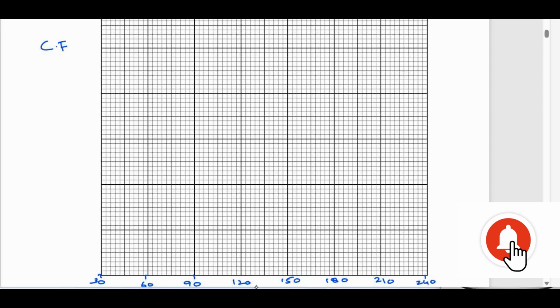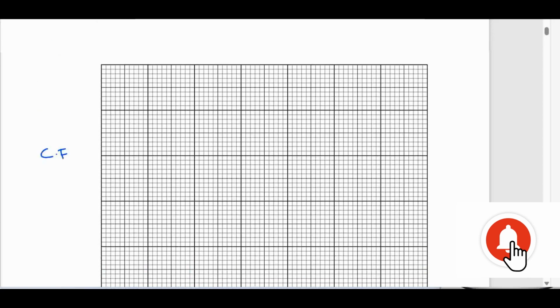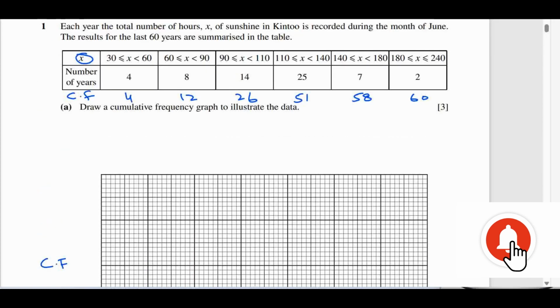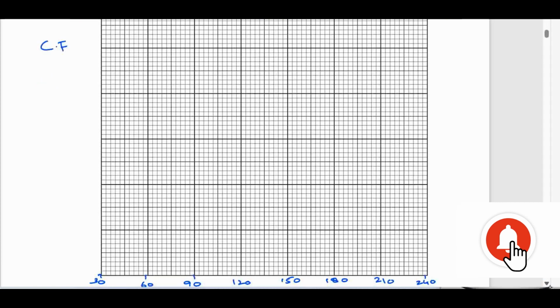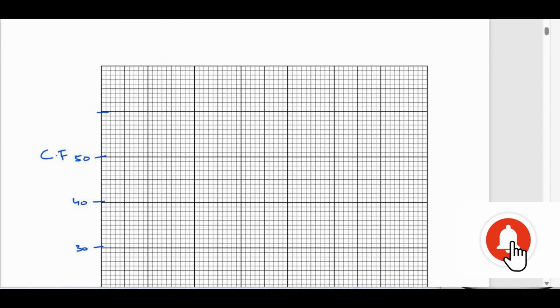Now on the y-axis we have to represent the cumulative frequency. So where does the cumulative frequency start? It starts from 4 and it ends at 60. So we can say that this will be, let's say, 10, 20, 30, 40 and 50, and the last one is 60.